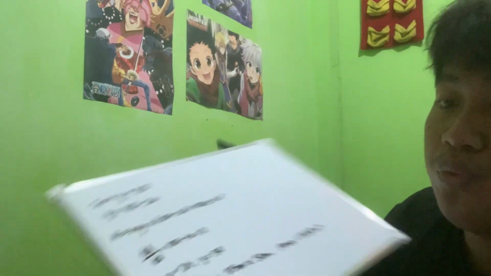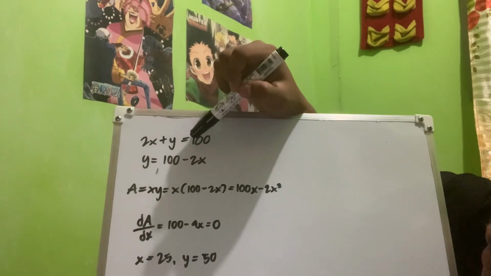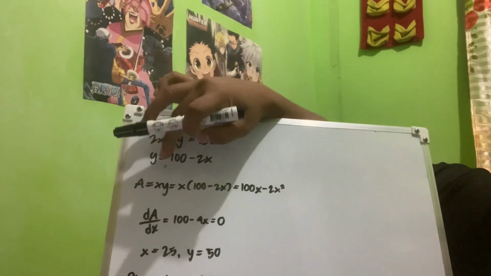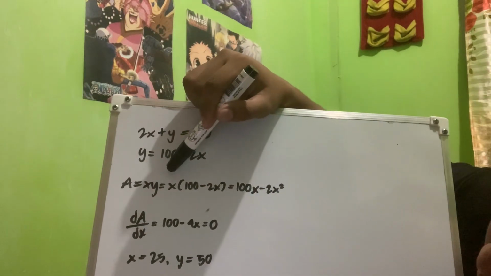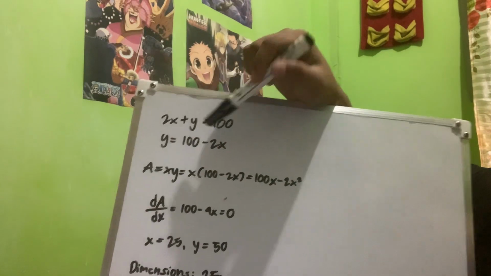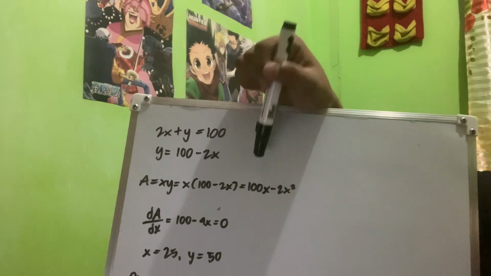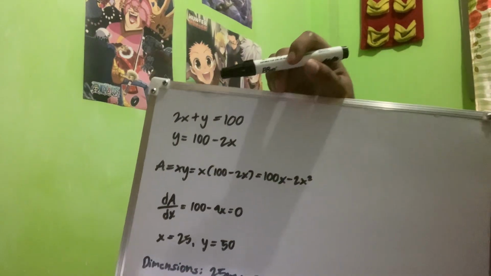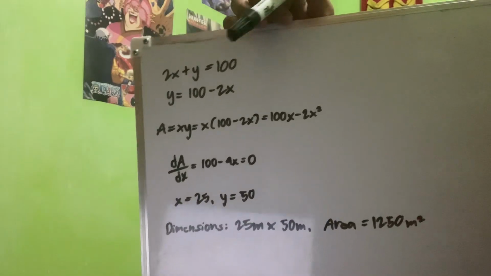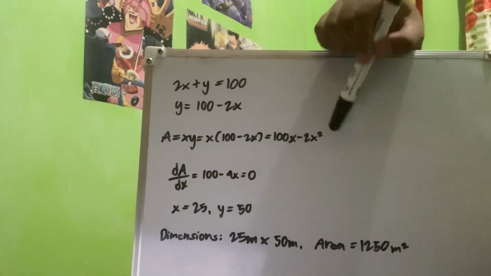So the constraint: 2x plus y equals 100, then y equals 100 minus 2x. So the area is A equals xy equals x times, the y is 100 minus 2x, so x times 100 minus 2x equals 100x minus 2x squared. So we're going to differentiate it. dA over dx equals 100 minus 4x equals 0.